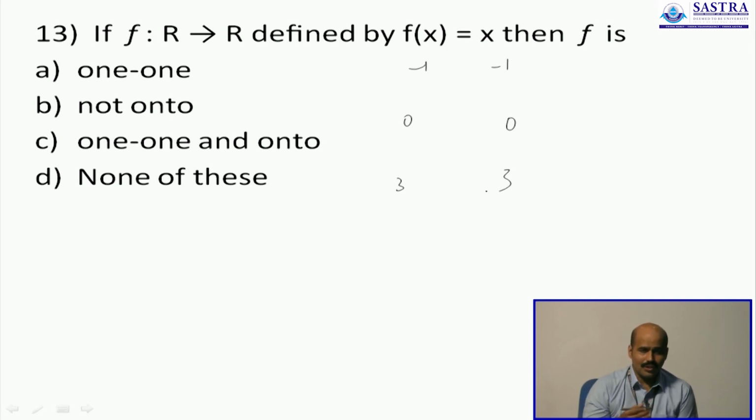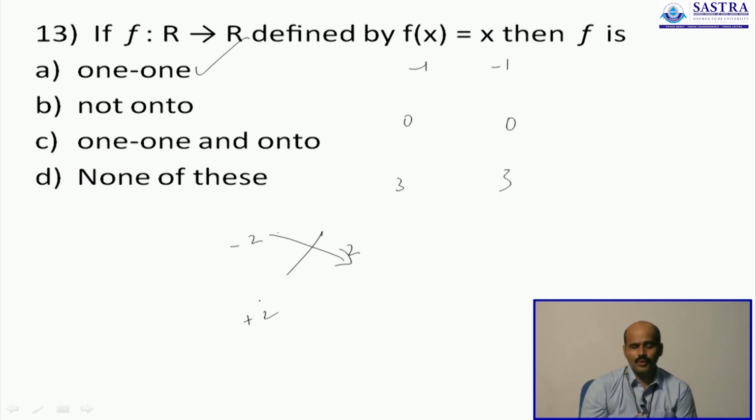Now can that function be one-to-one? It has to be one-to-one, because you can't map minus 2 and plus 2 to the same number called plus 2, because they are not the same. That's not possible. Only 2 gets mapped to 2. So only one number gets mapped to a particular number, so it's definitely one-to-one.